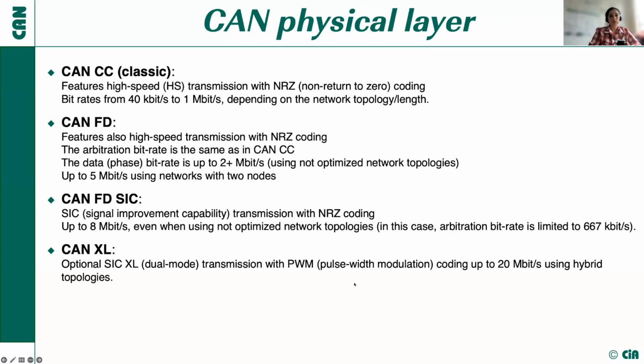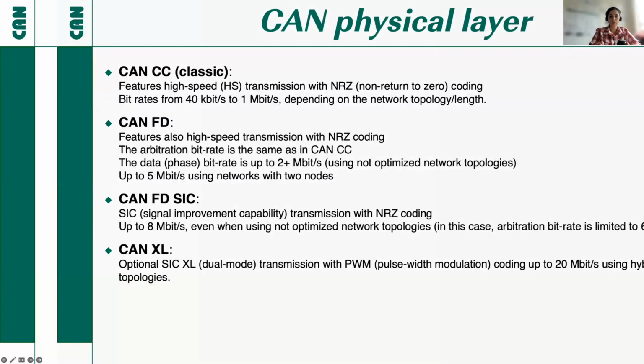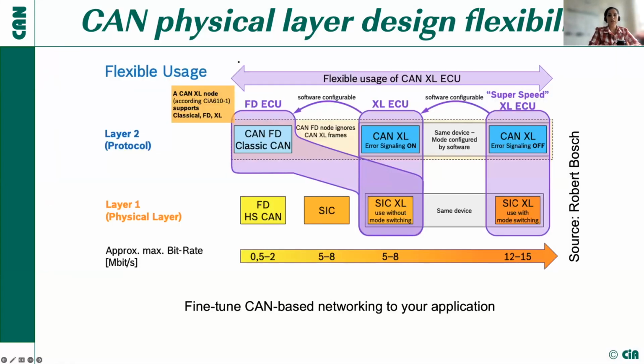And you can see here the new transceiver, CAN SIC XL, that has two modes, SIC mode and CAN XL fast mode. During the SIC mode, data is transferred using non-return to zero encoding, but during the fast mode, the data is transferred using PWM encoding. In this slide, you can see the flexibility of CAN physical layer design.